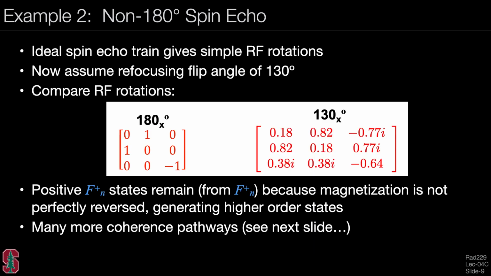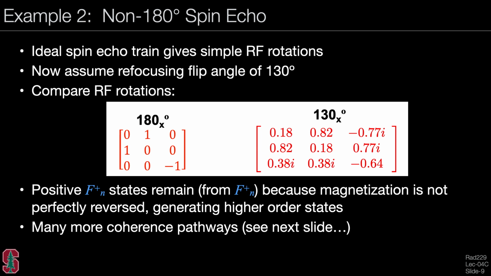So let's look at another example. This is a non-180-degree spin echo. We will see lots of these later in the course. Remember that the ideal spin echo train gives you quite simple RF rotations. However, if we look at the 130-degree rotation matrix, you see that it's not nearly as simple. There are no zeros in this matrix, which means there's substantial mixing between different states. So if you have an F plus sub n state, it will actually remain. So not all of the magnetization will be refocused. This generates higher order states, and there will be many more coherence pathways that we will see in the coherence pathway diagram.